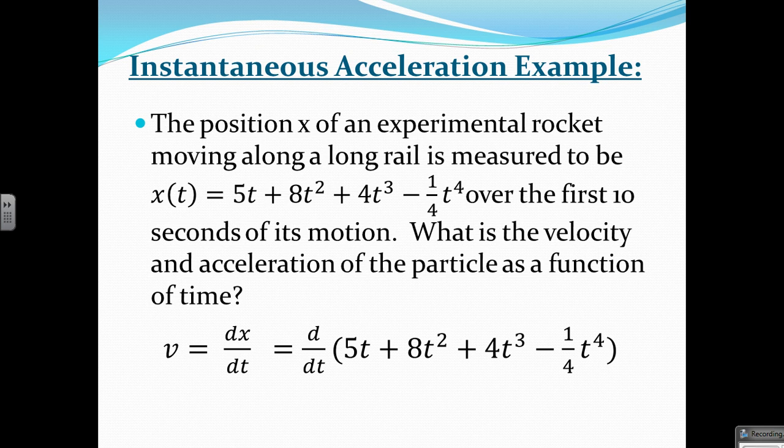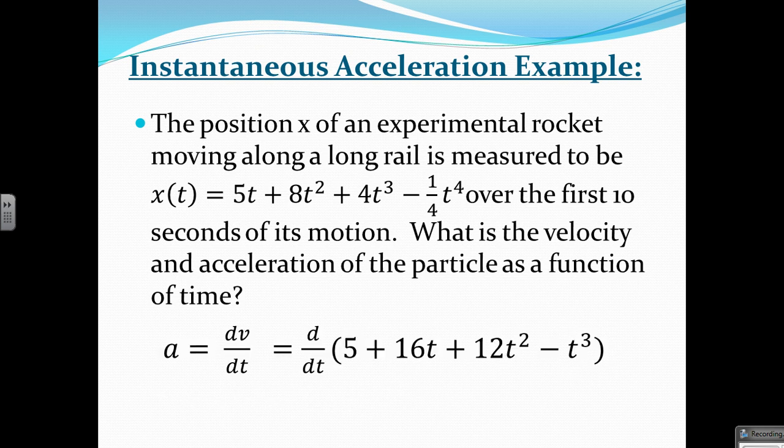So if we're looking at the velocity, velocity is the first time derivative of position, and if we take that and apply our power rule across it, 5t becomes 5, 16t, that's 8 times 2. We have the 12t squared, that's 4 times 3. Remember that it's n to the n minus 1. And then 1/4 t to the 4th goes to a negative t cubed. So all we've done here is apply the power rule to each term individually to find a function of velocity. Now this function will tell us the velocity at any moment in time as we go along.